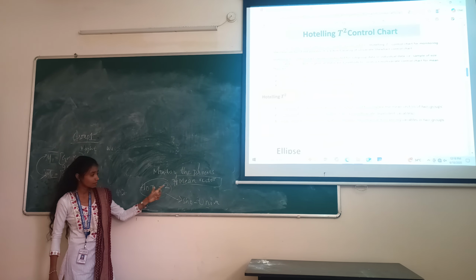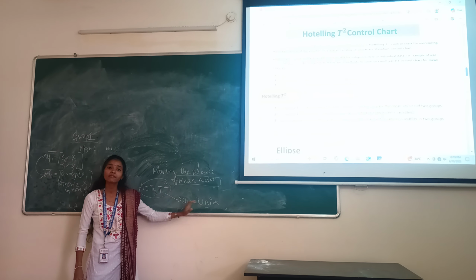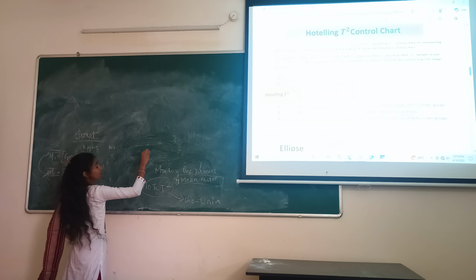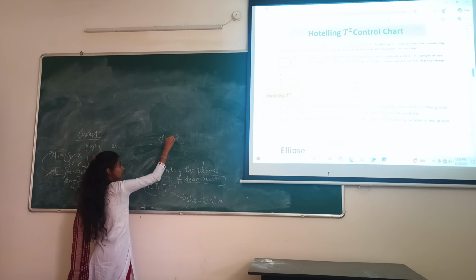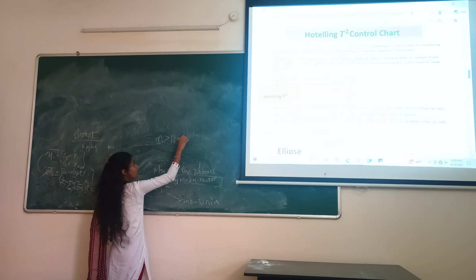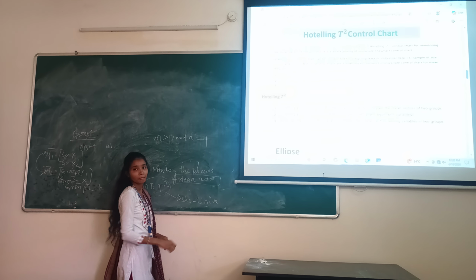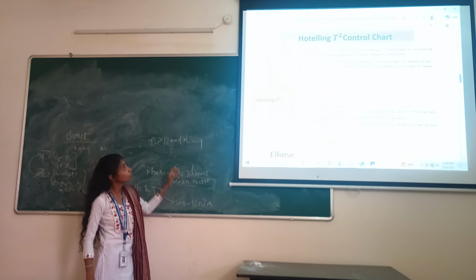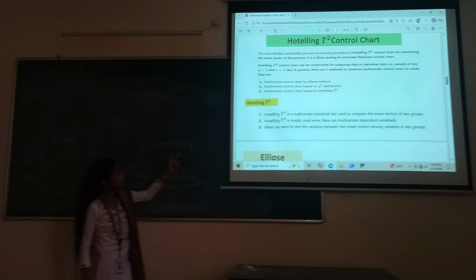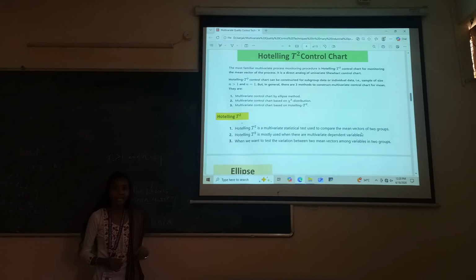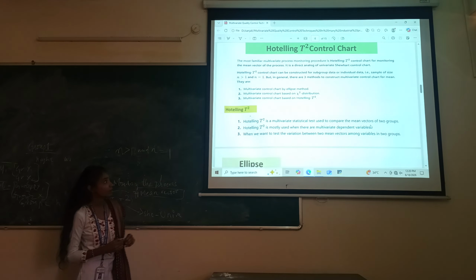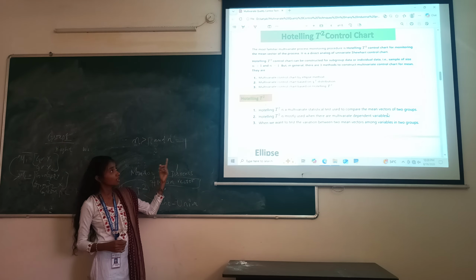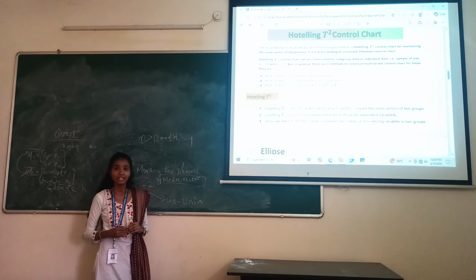The same role is played by the Shewhart control chart for univariate variables. So this Hotelling T-square control chart can be constructed for n greater than or equal to 1, and n equal to 1. Basically we have three methods to construct the control chart: the multivariate control chart by ellipse method, by chi-square method, and by the quadratic method. So let us learn about the multivariate control chart by ellipse method.